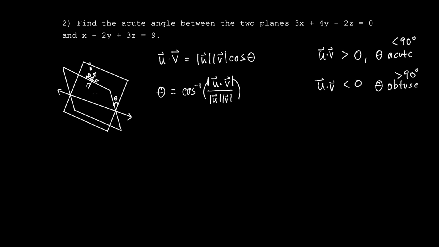So let's try to find that. First, we need to find the normal vectors between the two planes. The normal vectors, again, are just the coefficients between the planes. So we have the first plane, 3, 4, negative 2, which will be vector A.